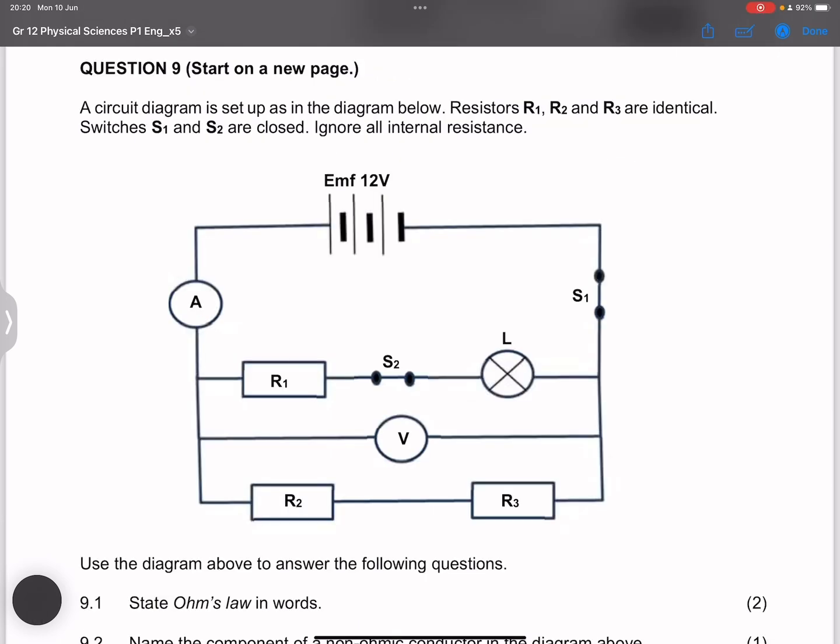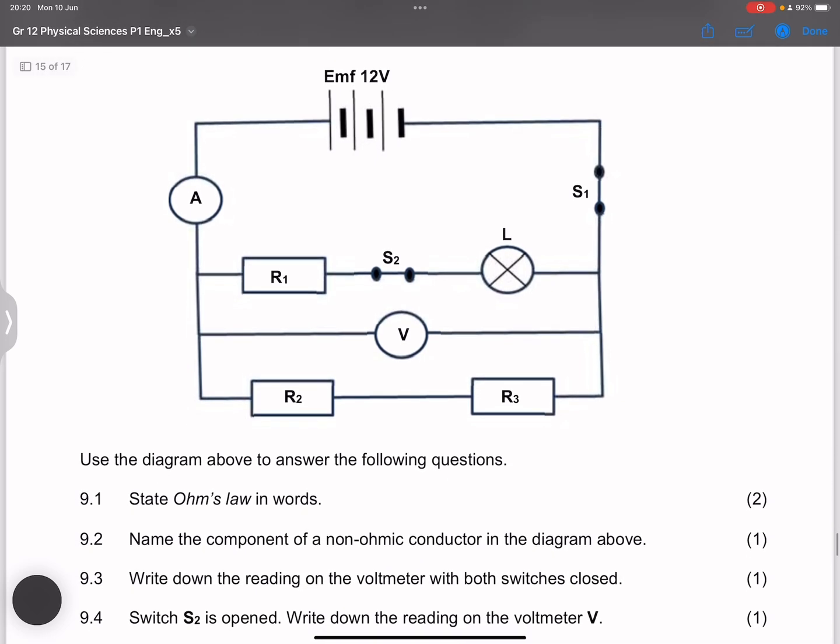Now let's go on to question 9. They say we've got a circuit diagram that is set up as in the diagram below. Resistors R1, R2, and R3 are identical. Switches S1 and S2 are closed. They say ignore internal resistance. Now they say use the diagram above to answer the following questions.